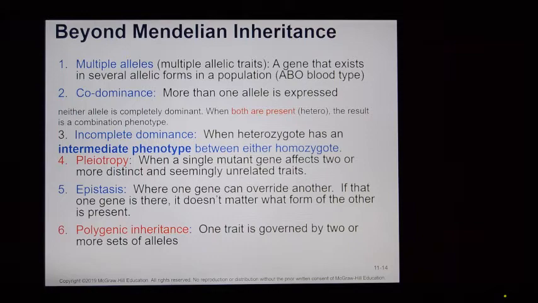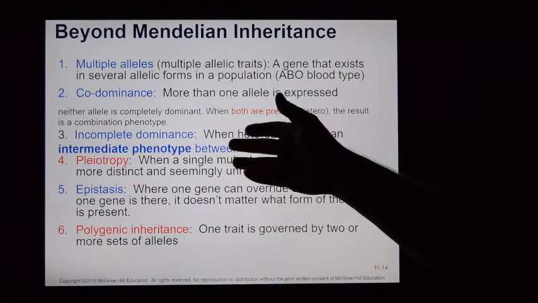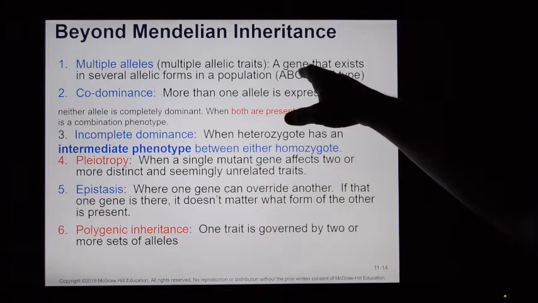Sometimes you'll have what are called multiple alleles for a trait. Multiple alleles: a gene that exists in several allelic forms in a population. It's not just tall, it's not just short. Maybe there's more to it. Maybe there's really tall, kind of medium, short, and really short. Maybe there's a lot of different alleles out there for a given gene. That would be a multi-allelic trait. Blood typing is like that. A's, B's, neither. It's variation. Sometimes you're AB, sometimes you got nothing. That is a multi-allelic trait.